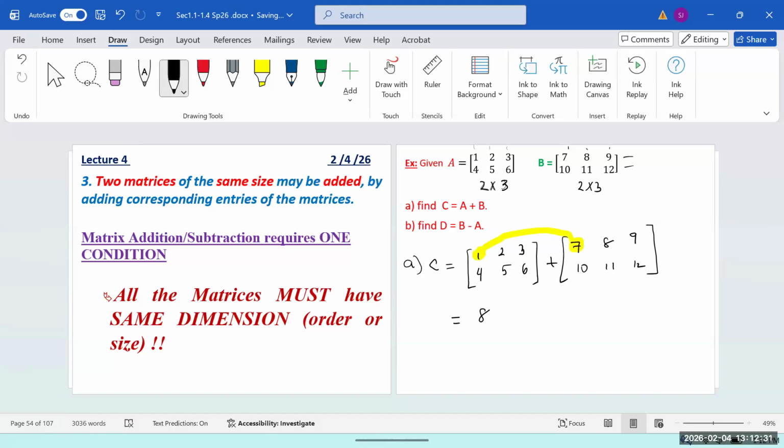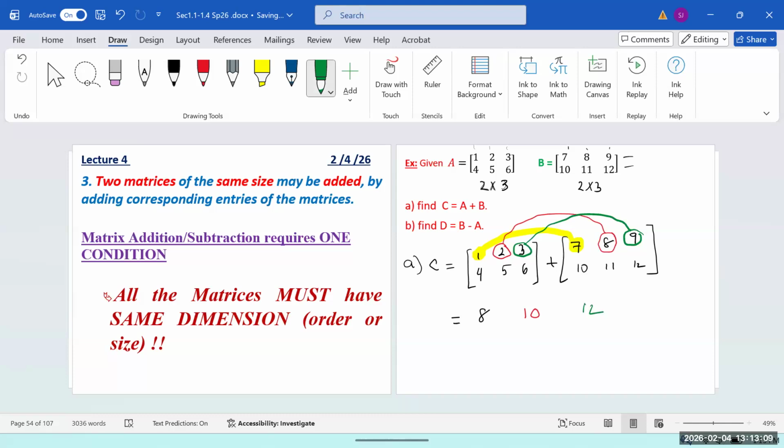Our next position is the first row, second column. Here we have 2 in matrix A and 8 in matrix B, so we add 2 plus 8 and get 10. Then on the same row, the third column is 3 and 9. We add them and get 12.